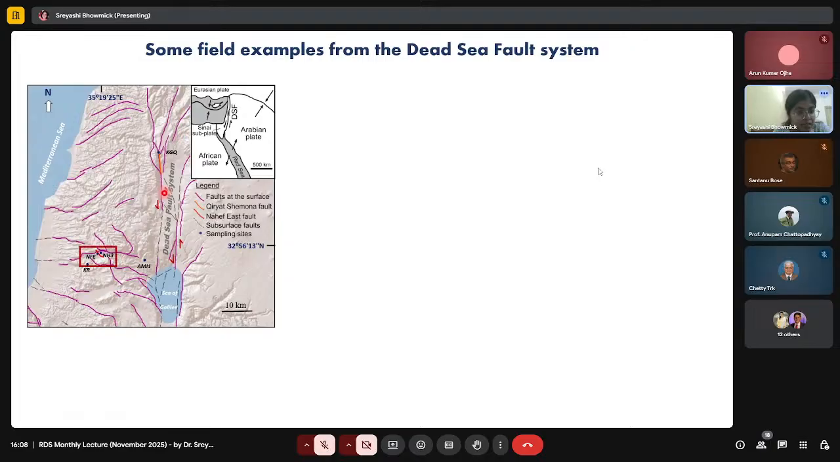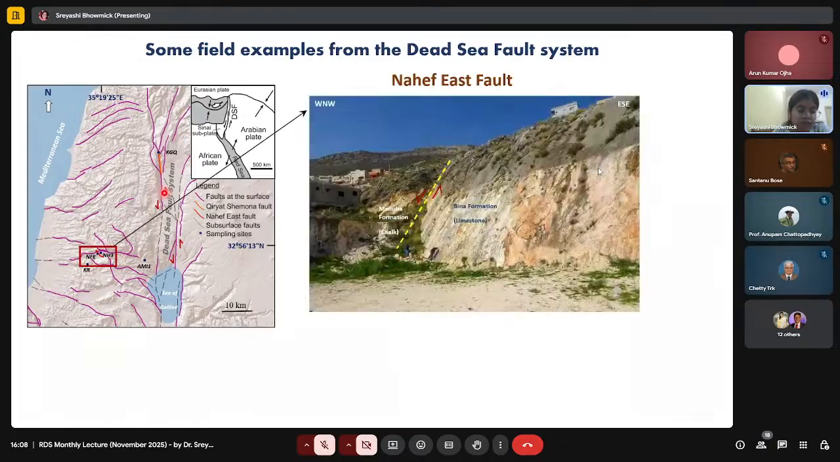So let's start with the Nahaf East fault, which is one of the major young and active faults of this Galilee system. And this is a surface rupture. So you can see the strike of the fault is more or less west-northwest, east-southeast, and it covers a long area, almost extending up to 10 kilometers.